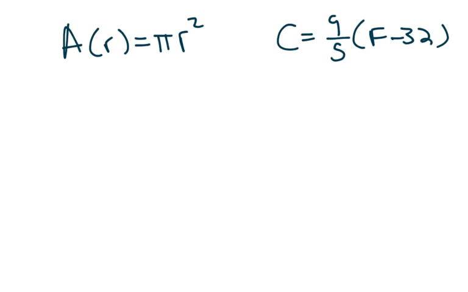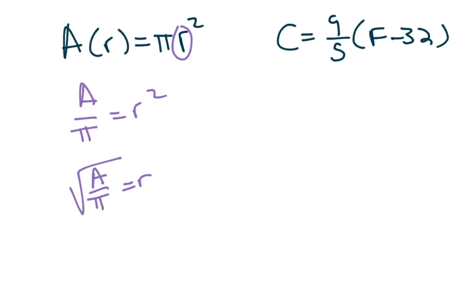When you're finding equations of inverses of actual equations that you would use, we don't switch the input and output. To find the inverse, you just solve for the input. For the area of a circle, the input is the radius. So you would divide by pi, and then you would square root, and this would be the equation of the inverse. Remember, I mentioned in class, the reason I don't put the plus or minus symbol in front of this particular radical is because radius cannot be negative.